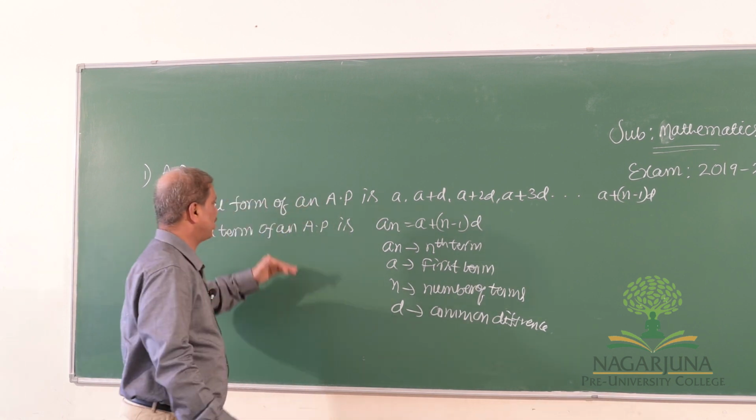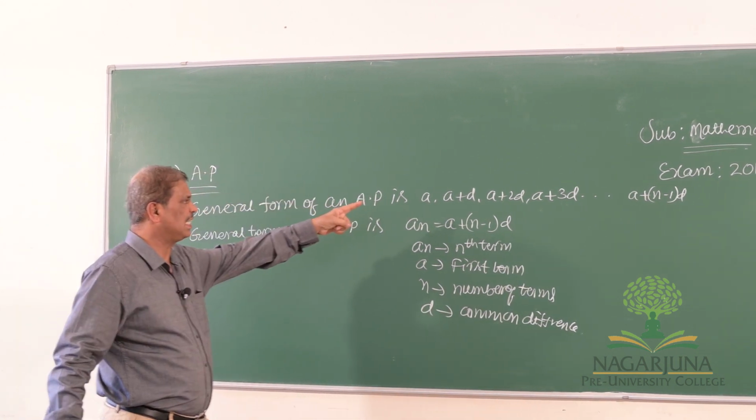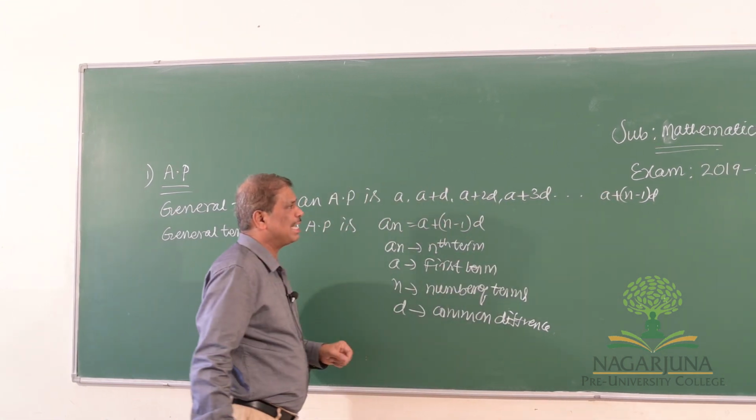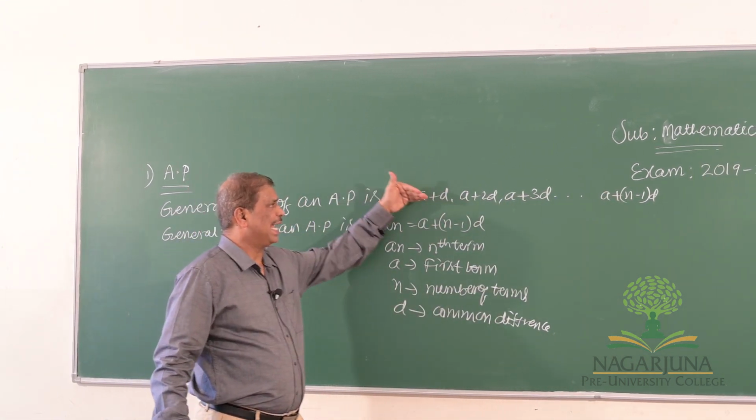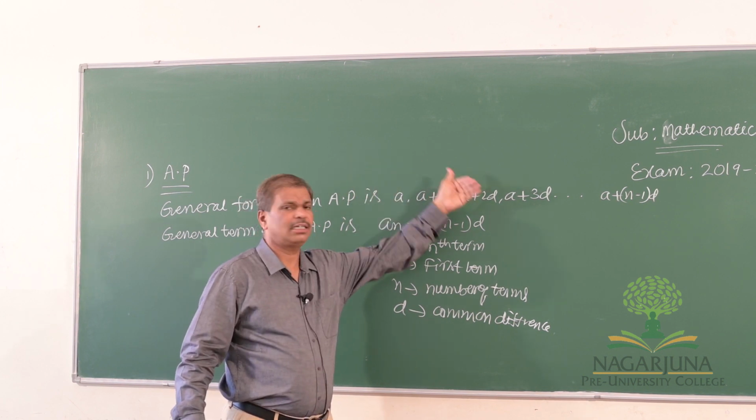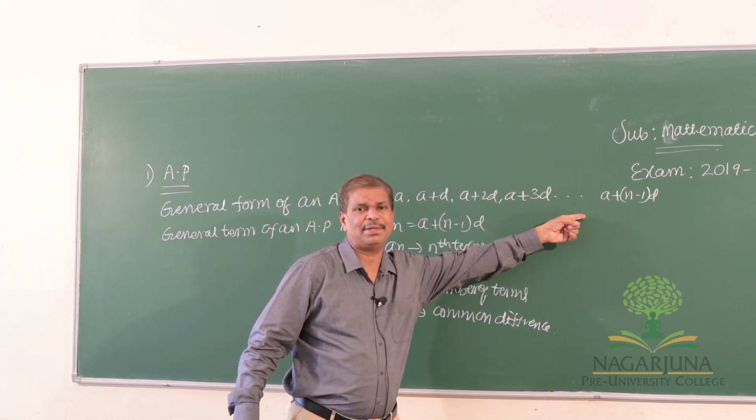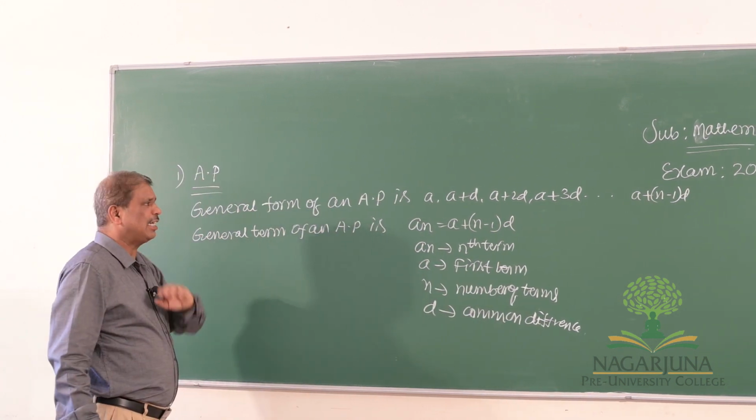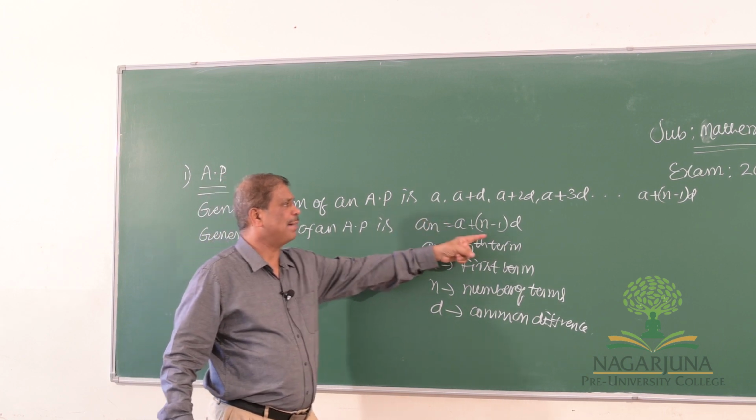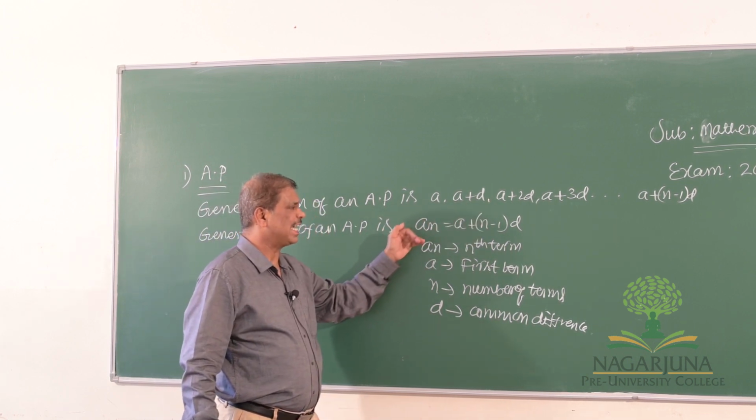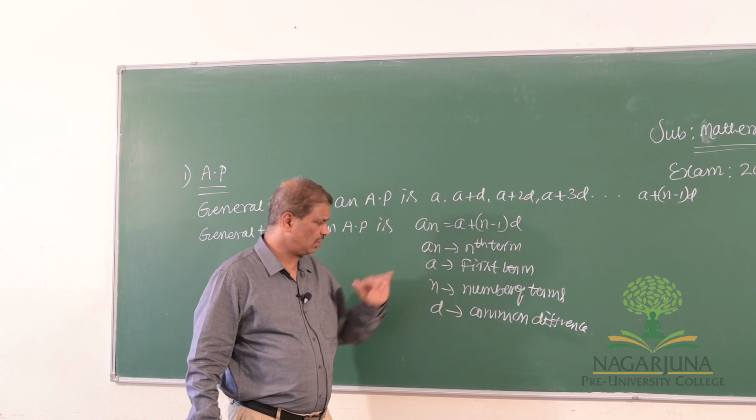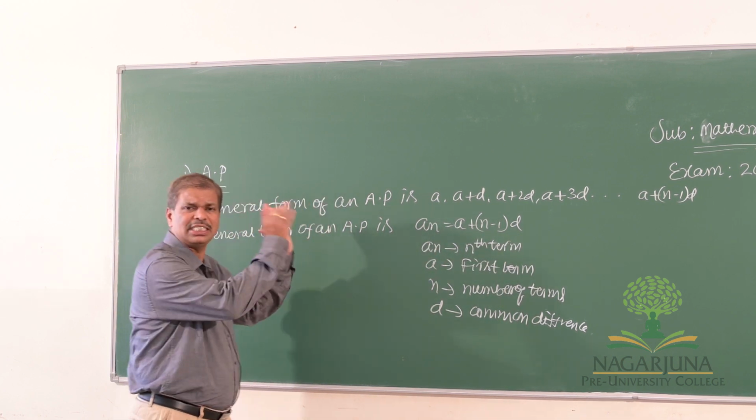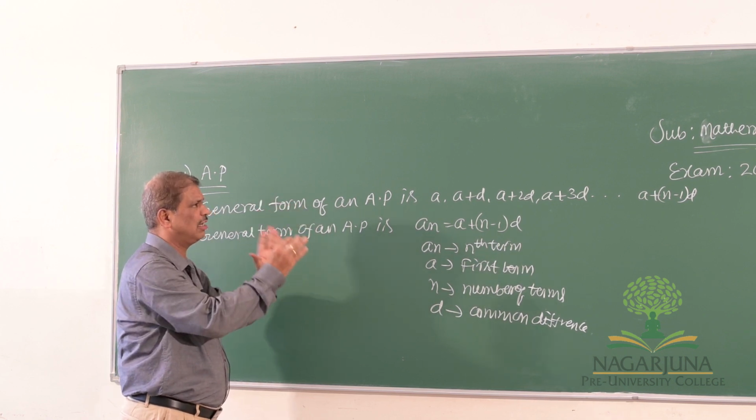General form of an AP is a, a plus d, a plus 2d, a plus 3d, up to a plus (n minus 1) into d. a is the first term, a plus d is the second term, a plus 2d is the third term, a plus 3d is the fourth term, and a plus (n minus 1) into d is the last term. General term of an AP is an equals a plus (n minus 1) into d. What is an? Nth term. What is a? First term. What is n? Number of terms. What is d? Common difference. So this is the general form and general term of an AP.